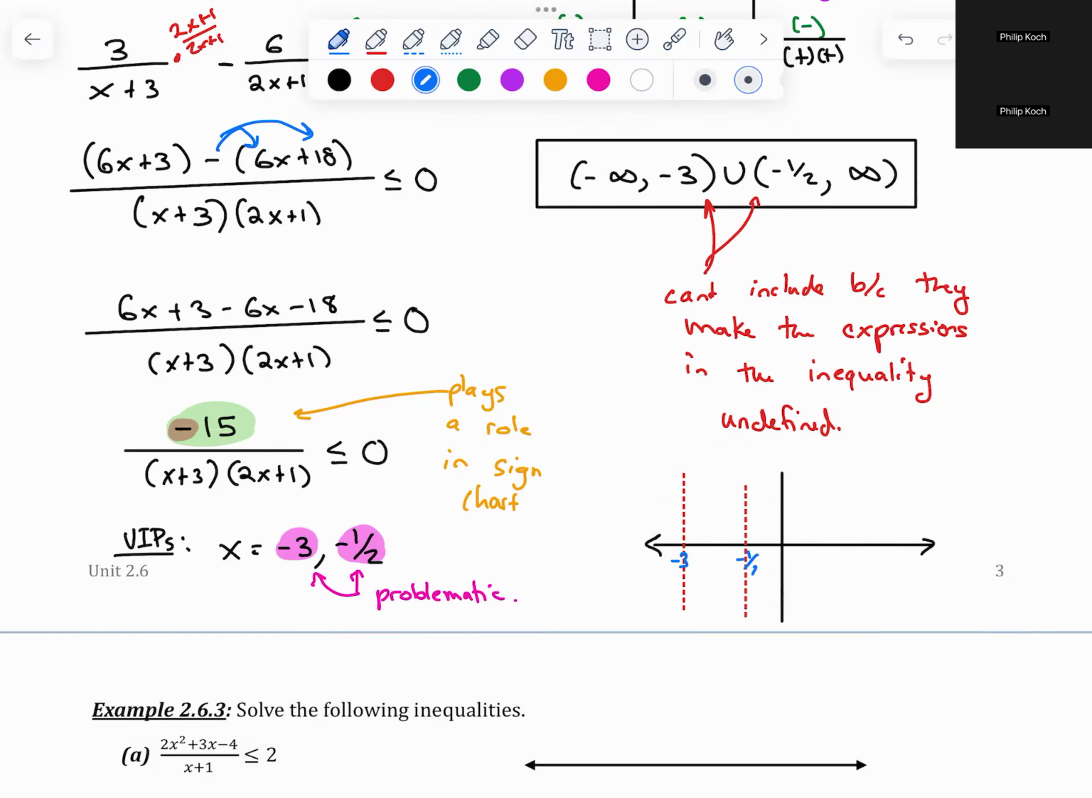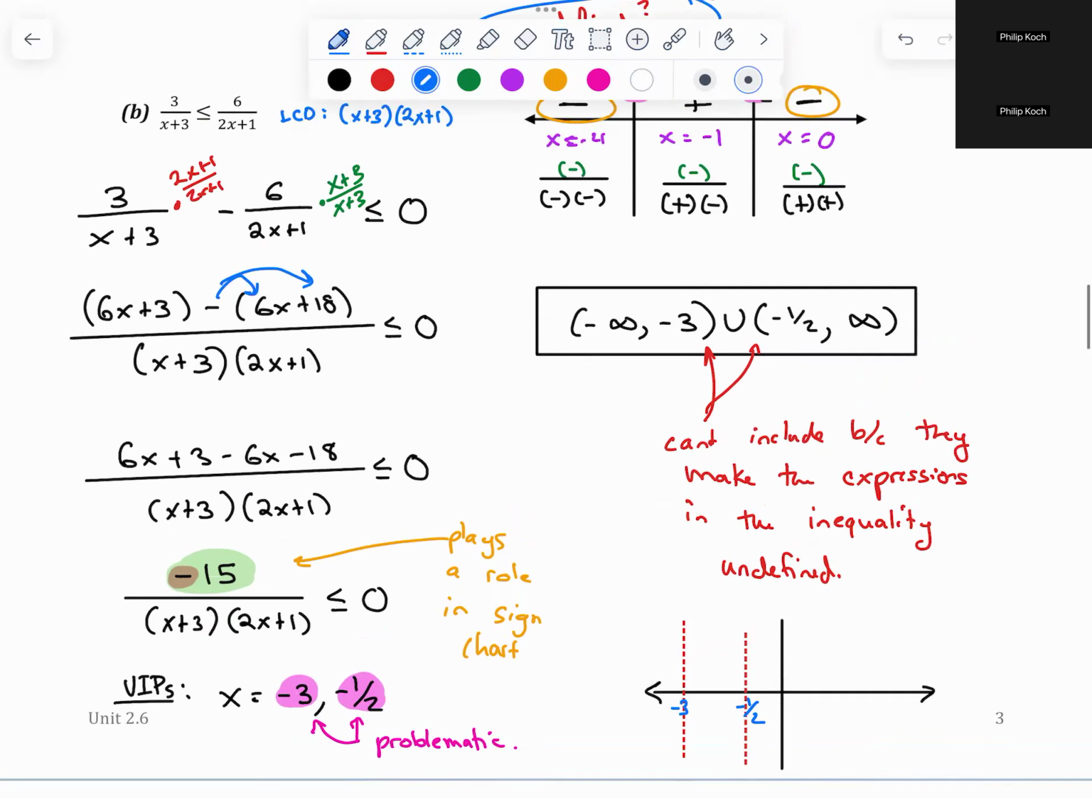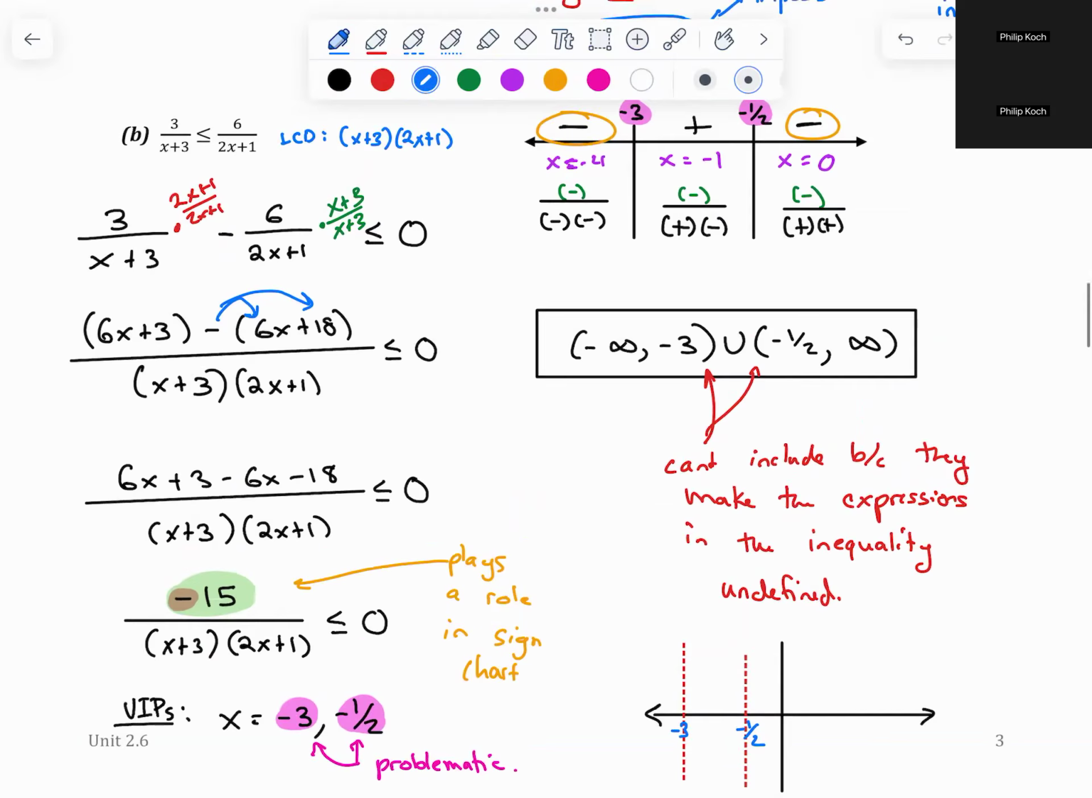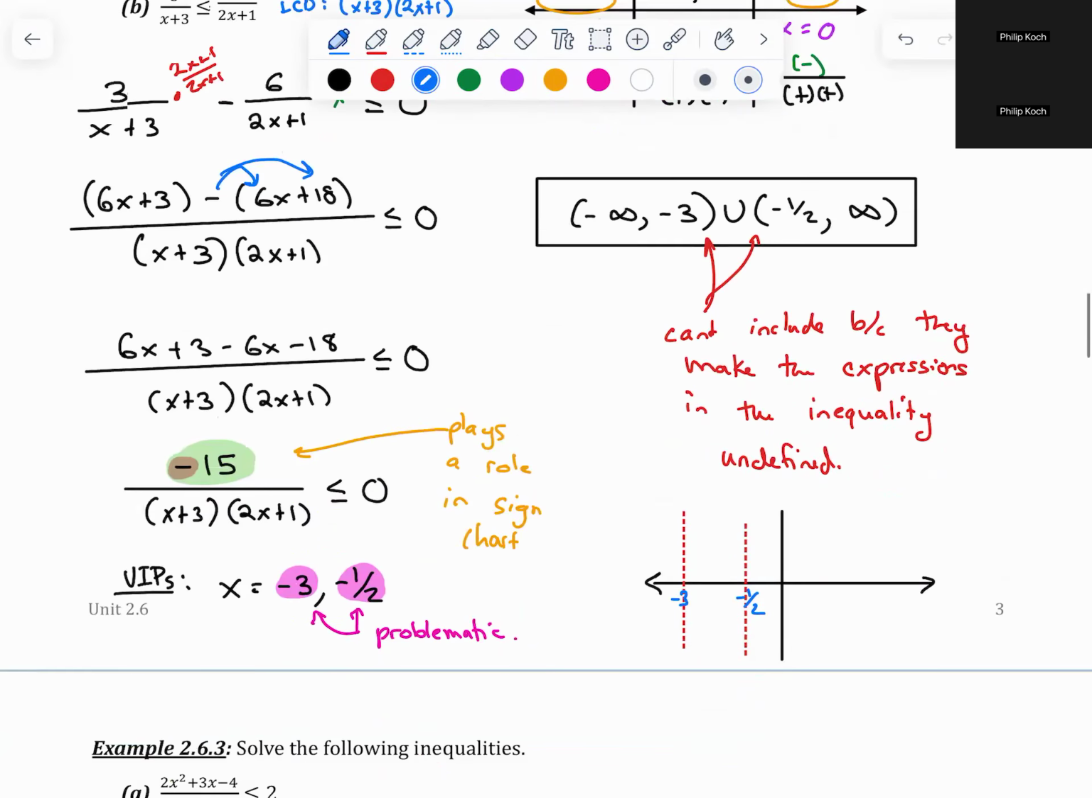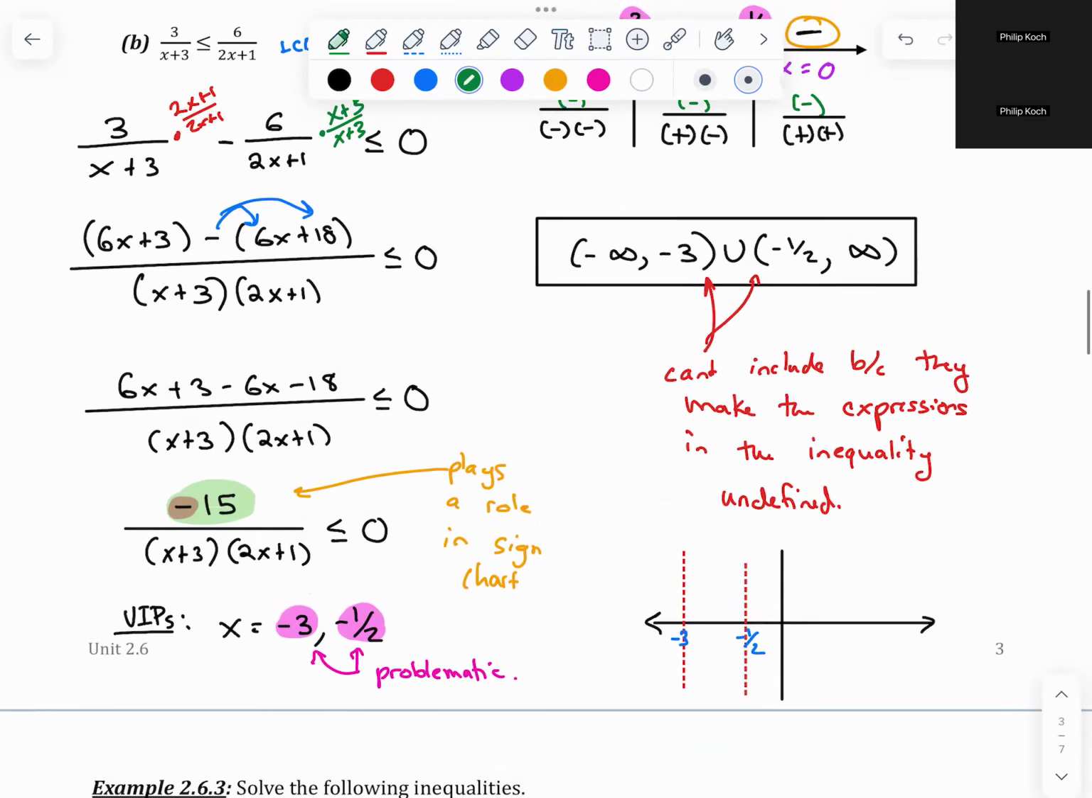-3, -1/2. And so my sign chart actually tells me what this should look like. It should be negative before -3. So this piece needs to go like this. And there's also a horizontal asymptote at y equals 0.